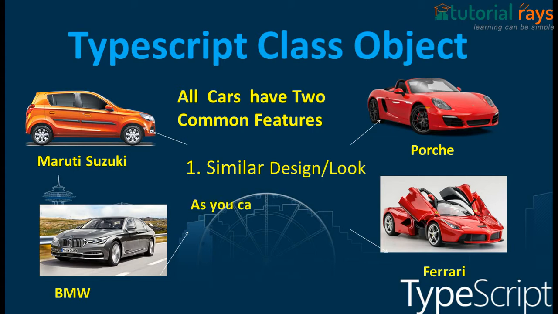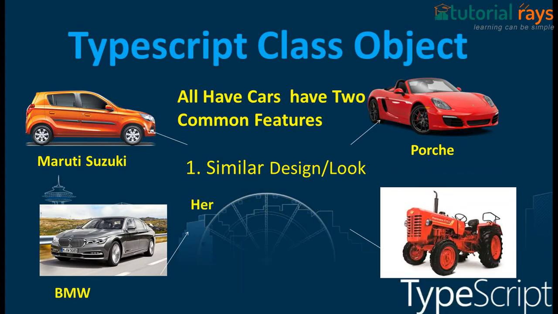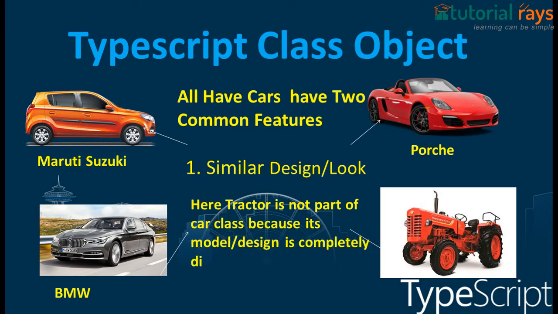So all cars have two common features. Which one? Similar design or look and similar function. So what is the design? As you can see, all cars' design and model are more or less the same. Though there are design variations, they are not completely different. So take the example of this one. Here the tractor is not part of the car class because its model and design are completely different from the rest of the cars.